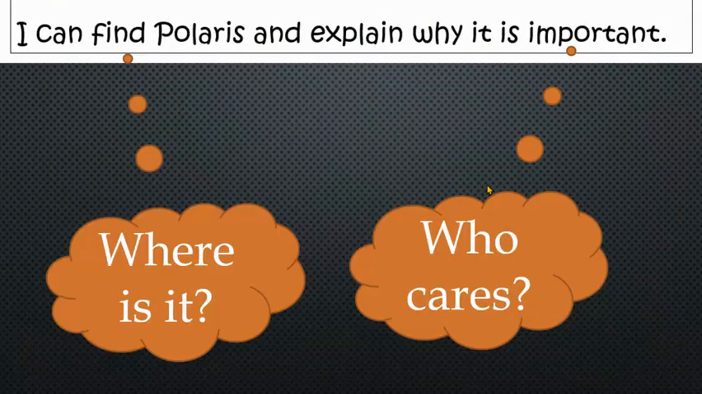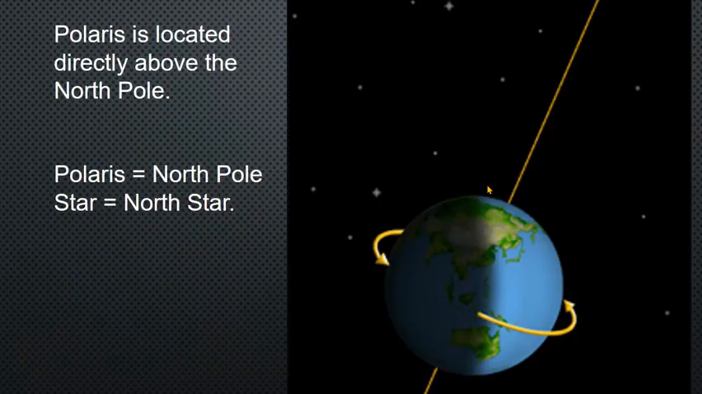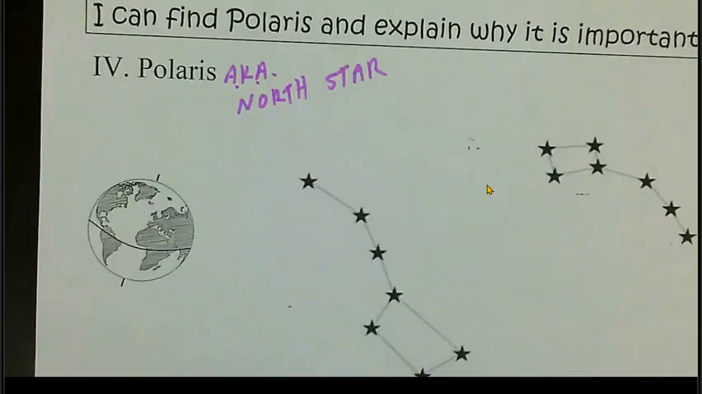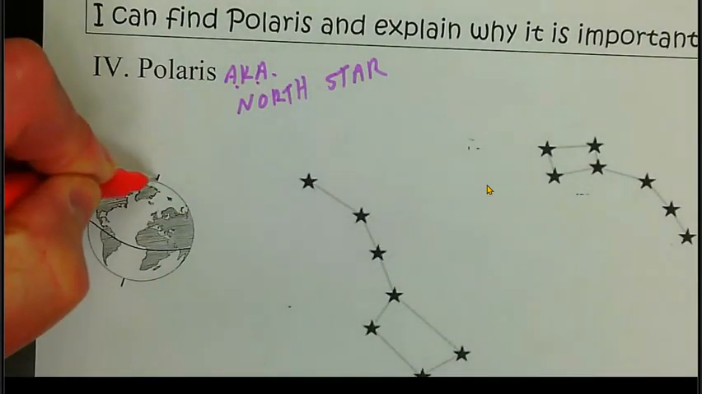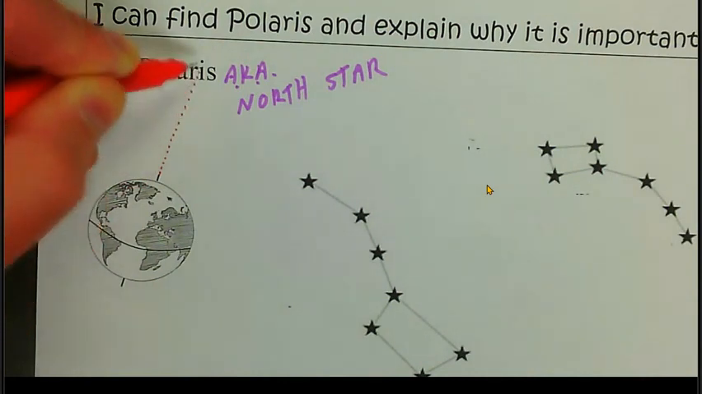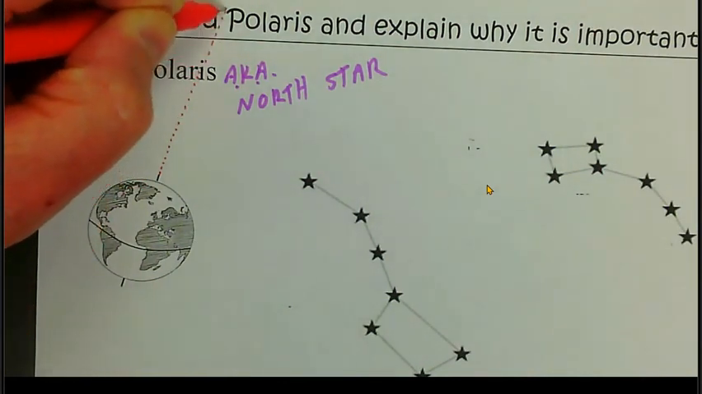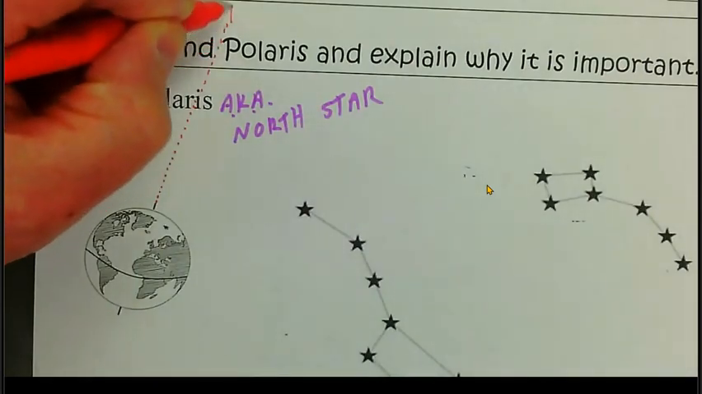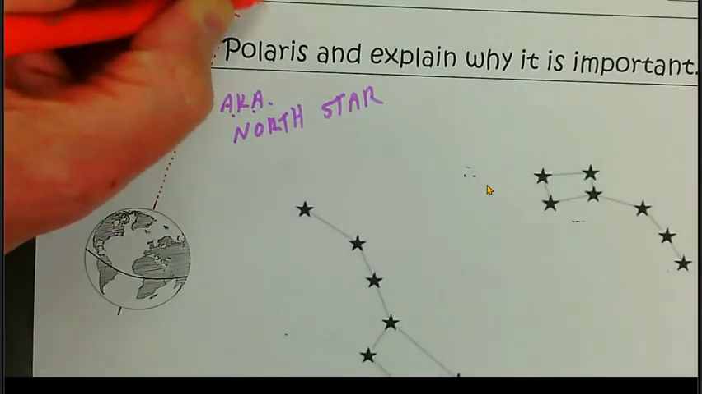To find Polaris is pretty straightforward. All we have to do is look straight above if we're at the North Pole. So if you're at the North Pole, Polaris is going to be directly above your head. And that's why it has its name, Polaris, Pole Star. So here's the North Pole. You look straight up, and you're going to find Polaris.